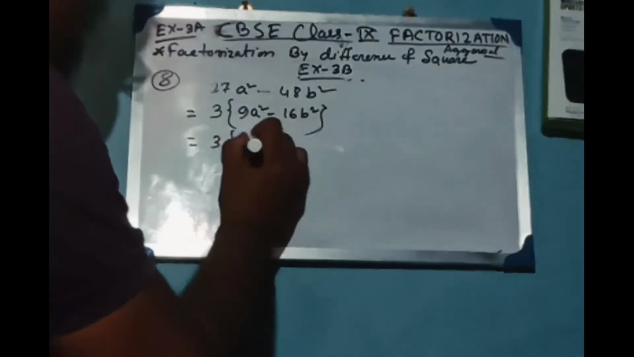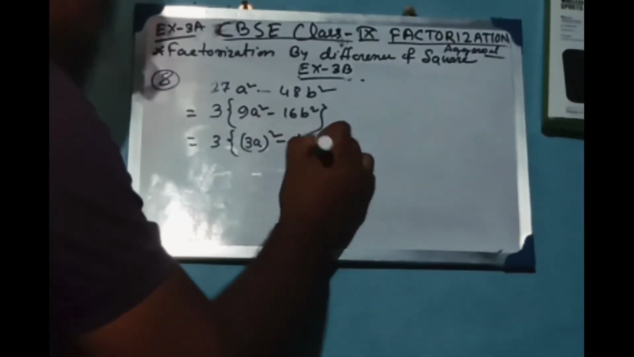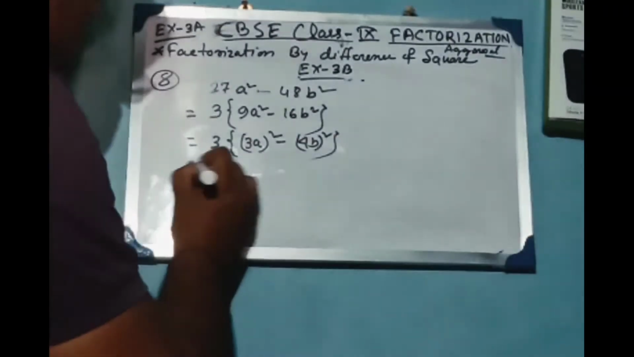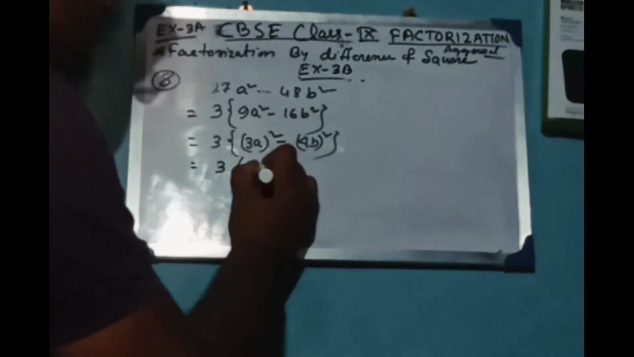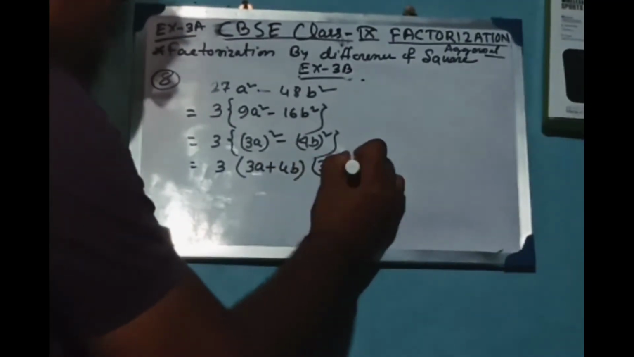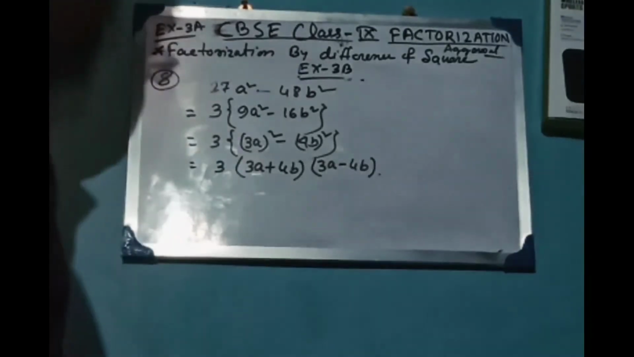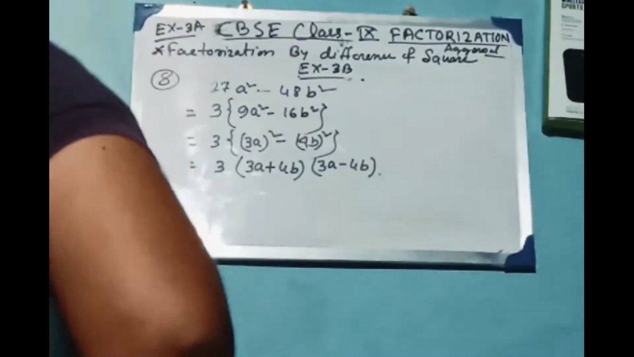3 into 3a whole square minus 4b whole square. 3 into 3a plus 4b, 3a minus 4b. So this will be my answer. Next, come to another question.